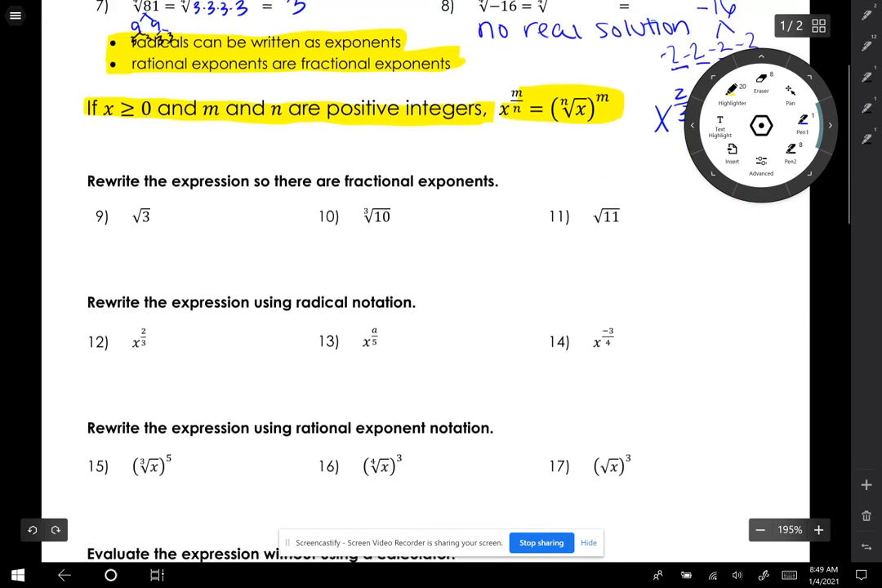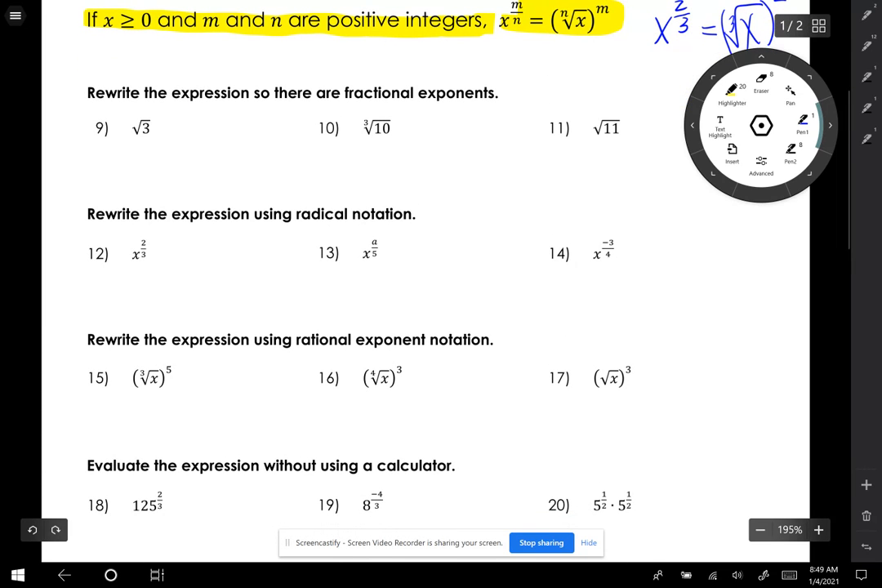So in 9 through 11 here, we're going to rewrite the expression as fractional exponents. So we're just going to change these roots to exponents. So for number 9, the square root of 3, well, square root means there's a 2 in there, right? So it would be 3 to the 1/2, because whatever the root is, that's the bottom number of your fraction.